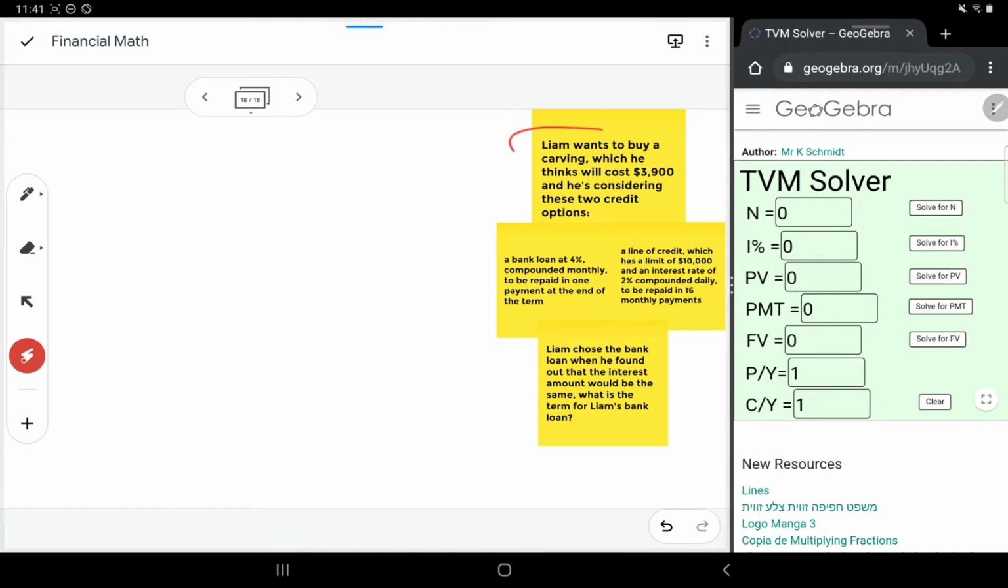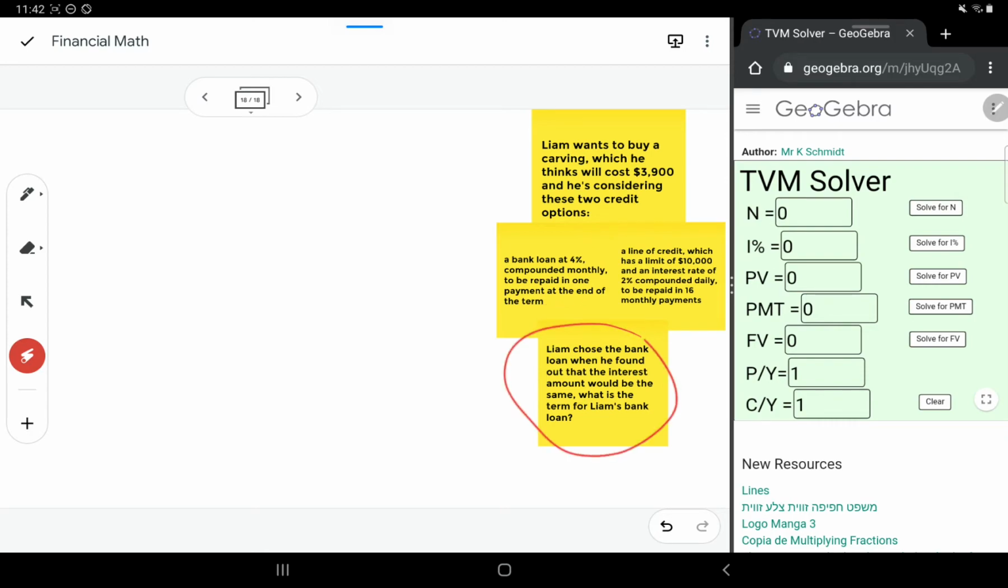So we're going to start with Liam here. Liam wants to buy a carving. He thinks it's going to cost him about $3,900, and he's considering two credit options. The first is a bank loan at 4% compounded monthly to be repaid in one payment at the end of the term. It doesn't say what the term is though. And a line of credit, which has a limit of $10,000 and an interest rate of 2% compounded daily to be repaid in 16 monthly payments. So we have a term there. Now, there is some extraneous information here, but we'll go through that later.